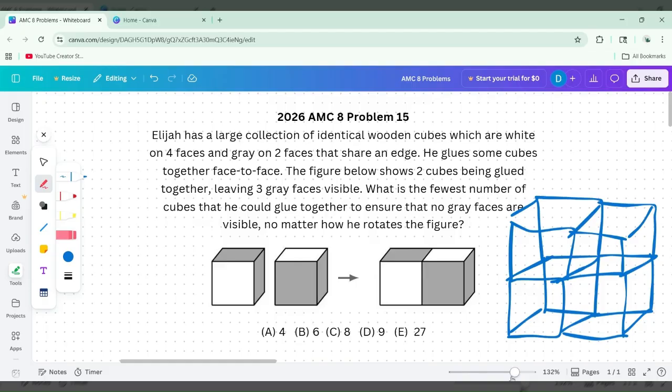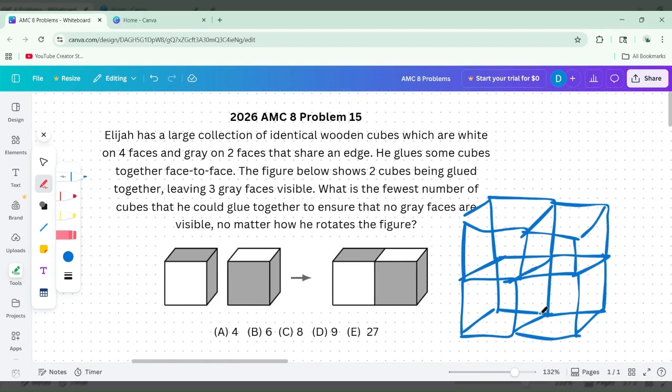Okay, so as you see here, in cube 1, the gray face will be right here on the top, and the gray face will be on the right. And in cube 2, it'd be on the left and on the top. Cube 3, it will be on the bottom and on the left. And cube 4, it will be on the right and bottom.